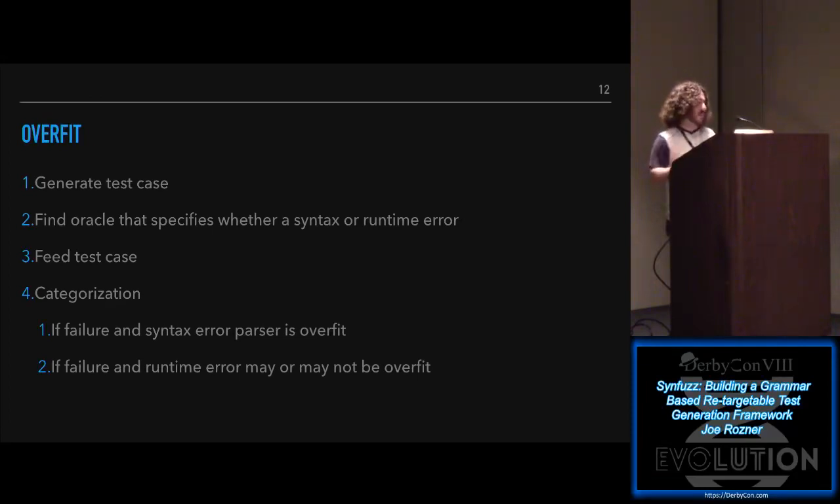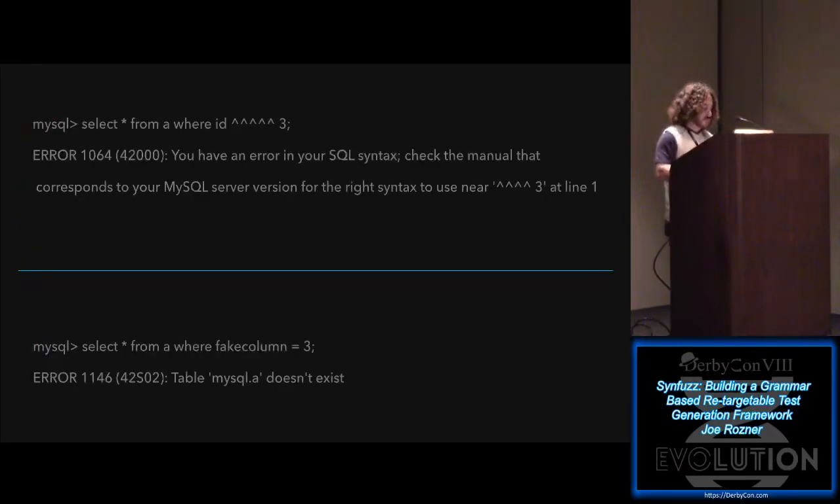If it's a runtime error, there could be some state involved where you generated something that passes the parsing phase, but there's something about the internal state of what's going on that is not semantically correct. So once you find an oracle that will provide that information to you, you can use that to make those decisions. One example of this is something like MySQL.